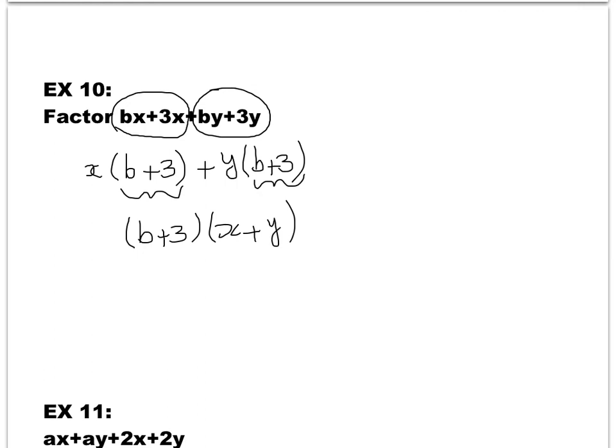But remember, at any point, you can just expand this one using the arrow method, and for sure, you will get the original polynomial that you started with.